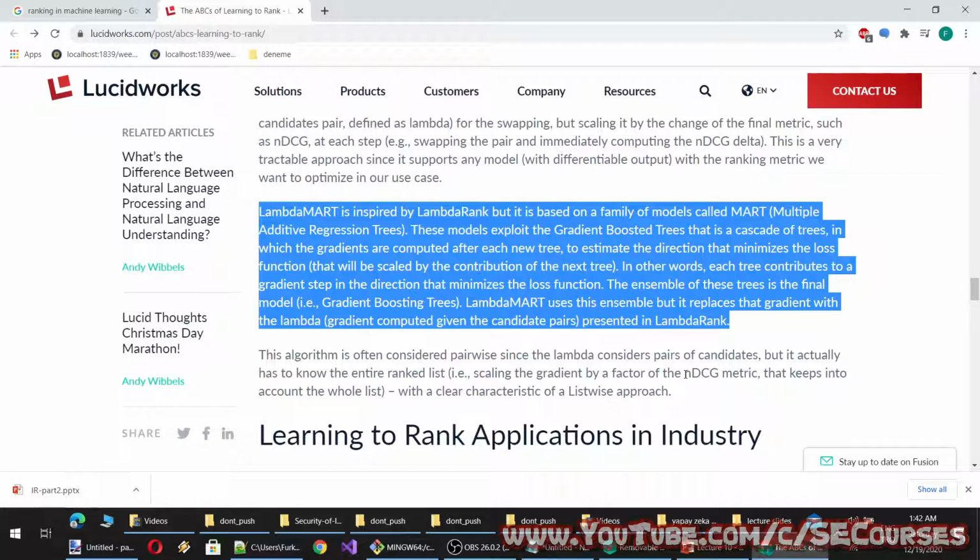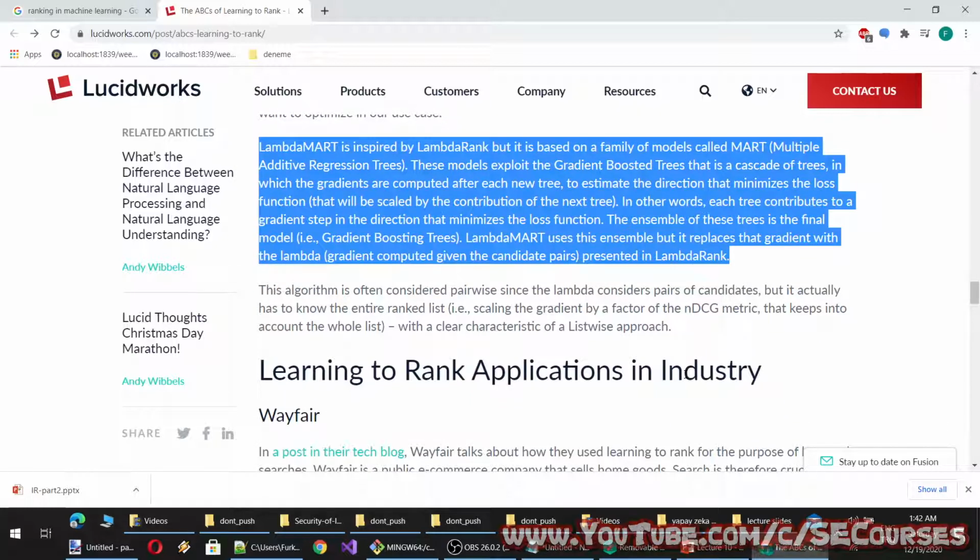LambdaMART is inspired by LambdaRank, but it is based on a family of models called MART, multiple additive regression trees. These models exploit gradient-boosted trees, that is a cascade of trees, in which the gradients are computed after each new tree, to estimate the direction that minimizes the loss function, that will be scaled by the contribution of the next tree. In other words, each tree contributes to a gradient step in the direction that minimizes the loss function.